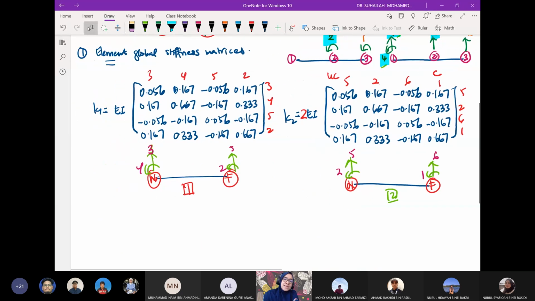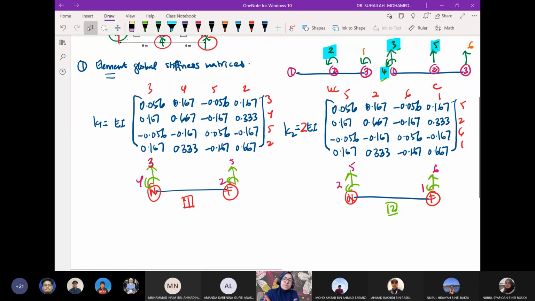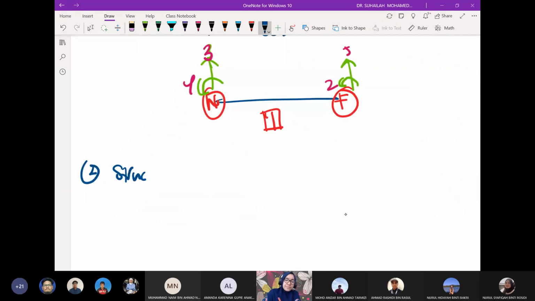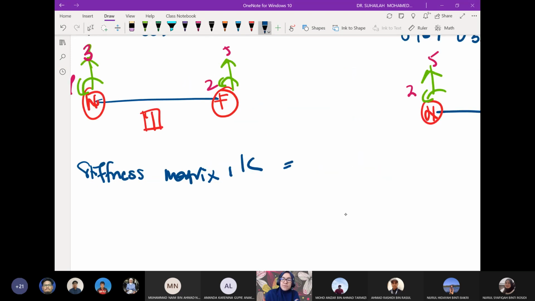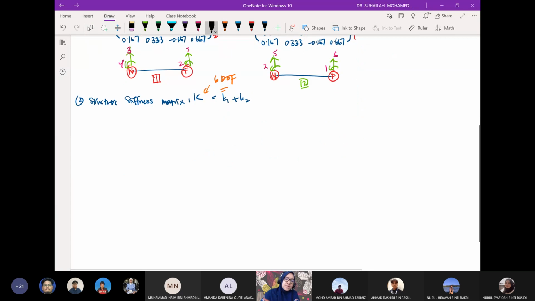Okay, so from this we will establish a global stiffness matrix, or the beam stiffness matrix, or the structure stiffness matrix. Okay, number two, the structure stiffness matrix. This is capital K. What is capital K? What is the structure stiffness matrix? It is a combination of the small k's. How many degrees of freedom? It depends on the number of nodes. So there are 3 nodes, so 6 degrees of freedom. What does 6 degrees of freedom mean? It means that the K we will produce has size 6 by 6.